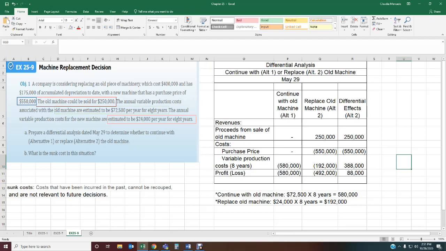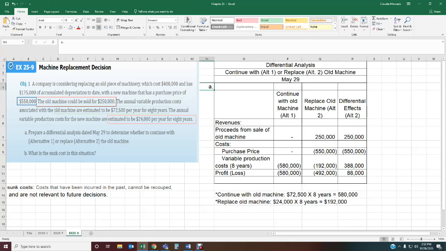Okay, so that is what's happening. You basically have to compare the first option with the second option and figure out what is the best option for your company. Okay, here we just have a cost of $580,000. Here we had some revenue and some cost, and that is causing us to have a lower loss. Okay, so if I go with replacing the old machine with a new one, I'm going to save $88,000 over the next 8 years. Okay, now that is requirement A.